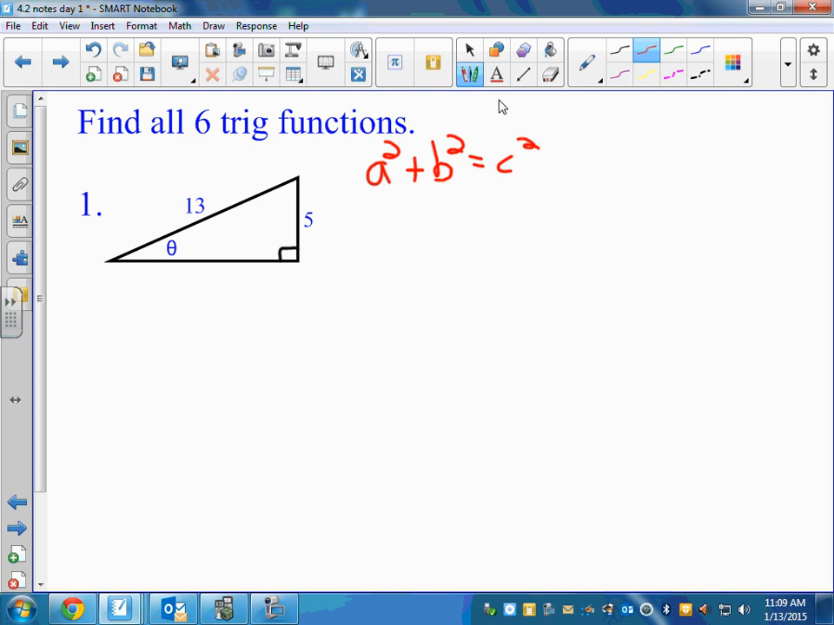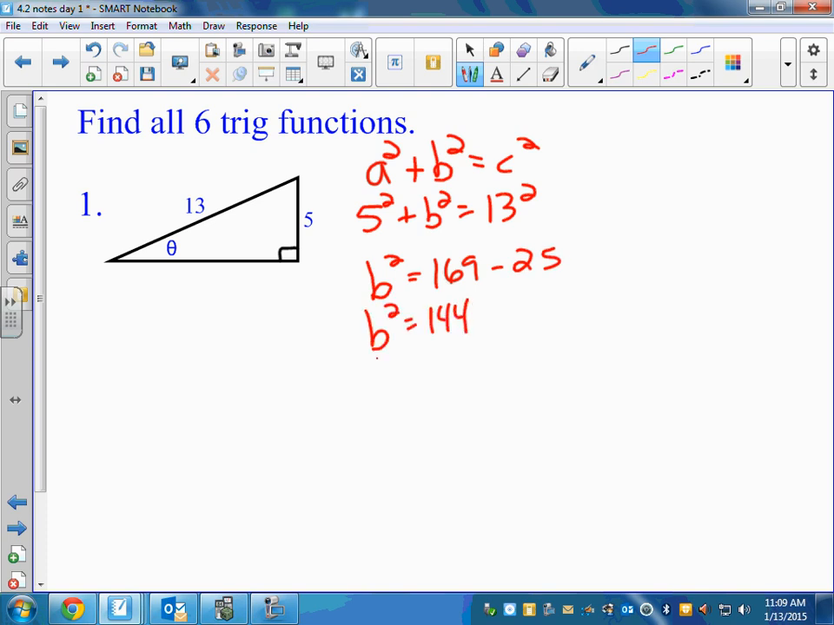So, important that this is the hypotenuse. So I'm going to say 5 squared plus b squared equals 13 squared. 13 squared is 169. I'm going to subtract the 25 over, and you get b squared equals 144. And you get 12.